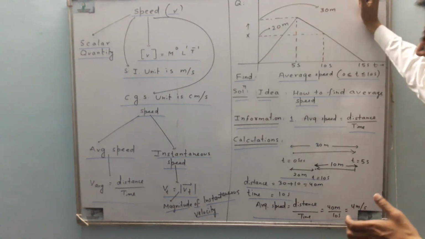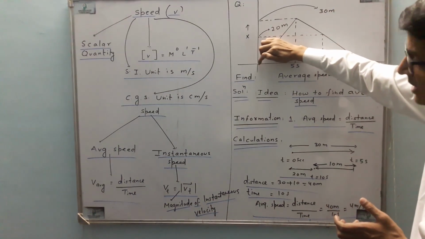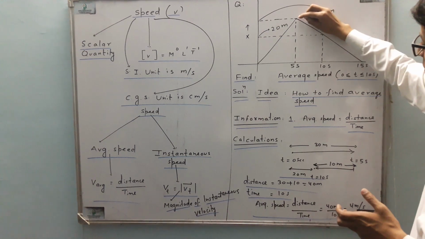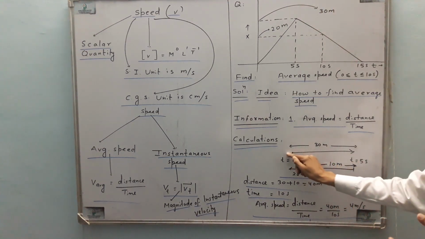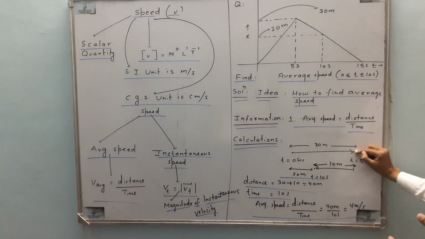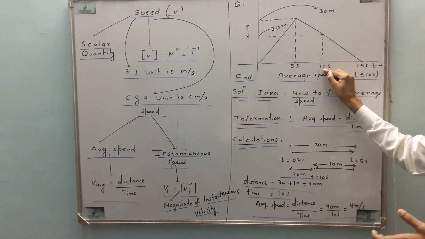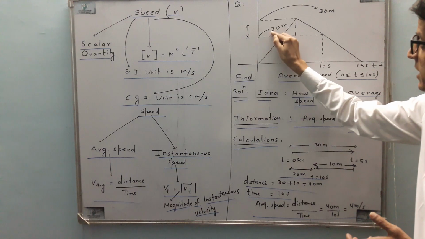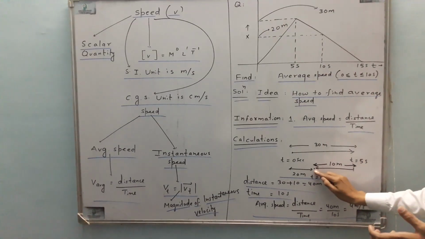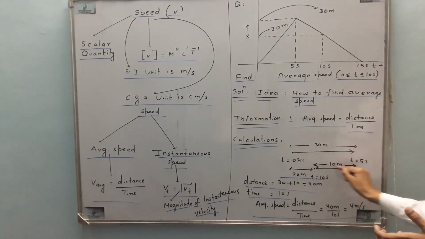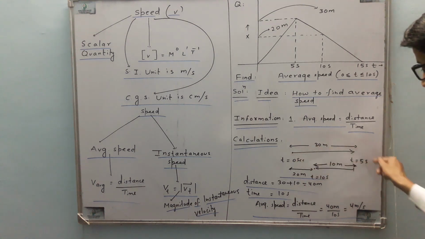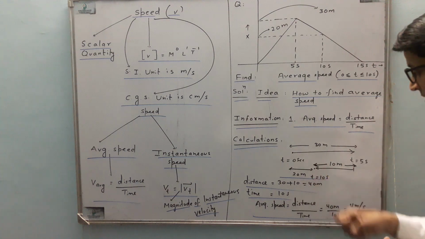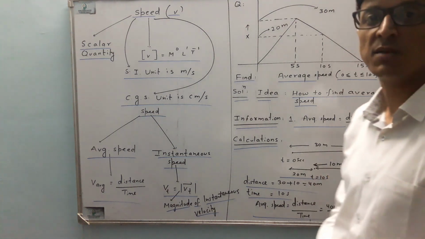Now just analyze the graph. At t equals 0, the particle is at the origin, and at t equals 5, the particle is at x equals 30 meters. Now at t equals 10, the particle is at x equals 20. So suppose here is x equals 20. Certainly this distance is going to be 10. So the total distance traveled is 30 plus 10, which is 40. Total time is 10 seconds. So the average speed is 4 meter per second.